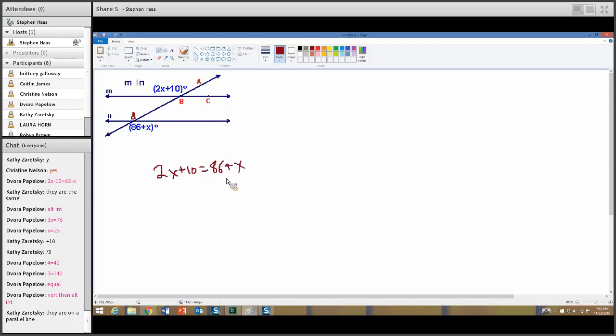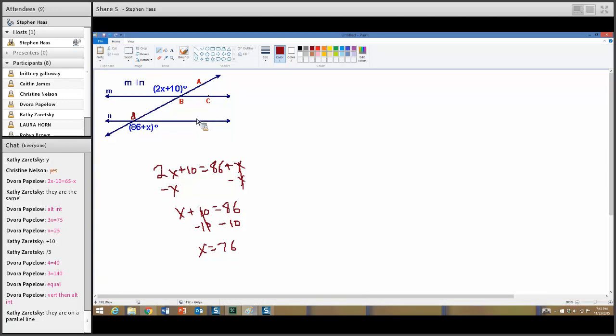Let's do this equation in the exact same way. We can subtract x from this side and x from this side. You want to get rid of all the x's from one side. 2x minus x is plain x, plus 10 equals 86. And then you want to get rid of the 10 from each side, so you have x equals 76. So, no, that can't be. Yeah, it can actually be.